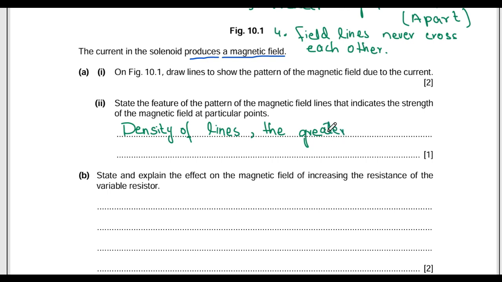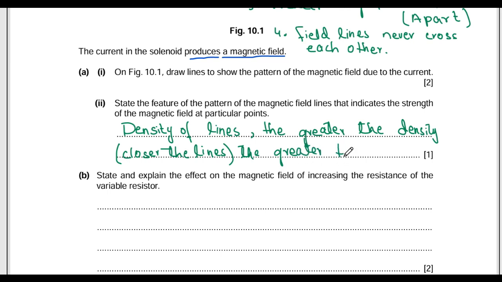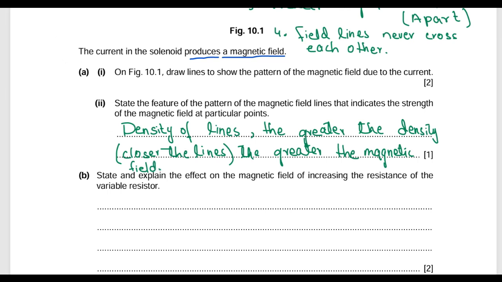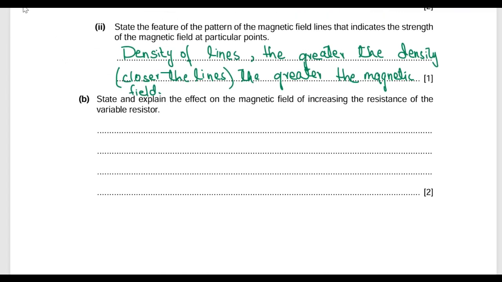The greater the density, the closer the lines. The lines are closer when the density is more, and the closer the lines, the greater the magnetic field. Or you can say magnetic strength, or whatever you want to write, it's totally up to you. So density of lines is the thing that decides the strength of a magnetic field.